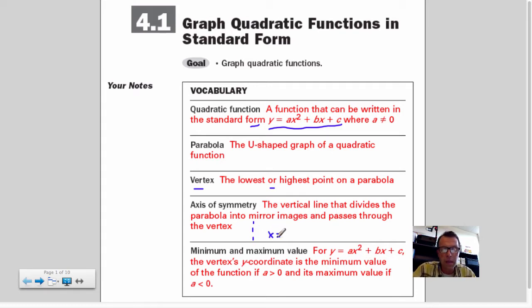And then finally, minimum and maximum value. So for a quadratic function in standard form, the vertex's y coordinate is the minimum value of the function. And that's if a is positive. So it opens up. Let's draw that over here. If the parabola opens up and a is positive, we have a minimum. And if the parabola opens down, when a is negative, we have a maximum. Great.